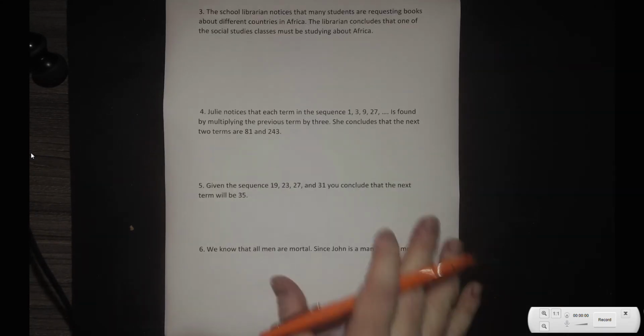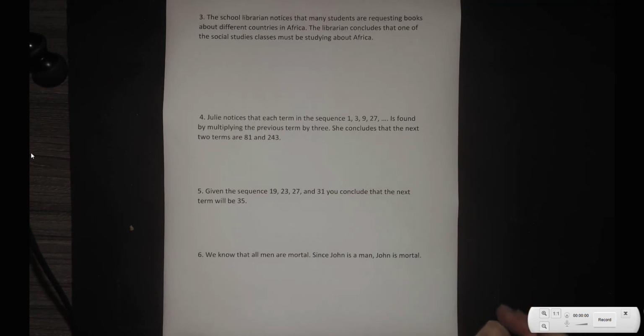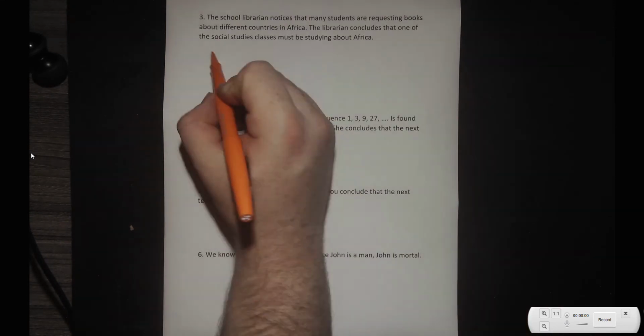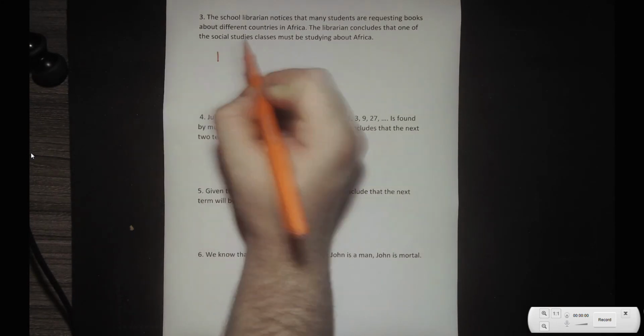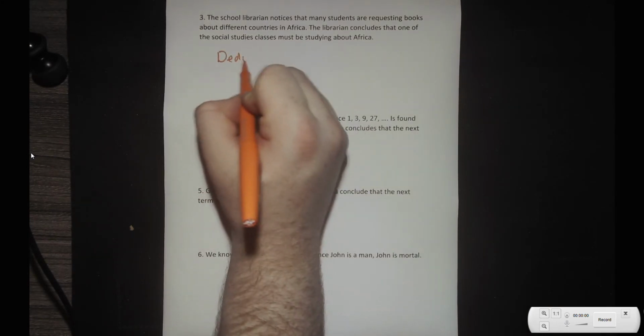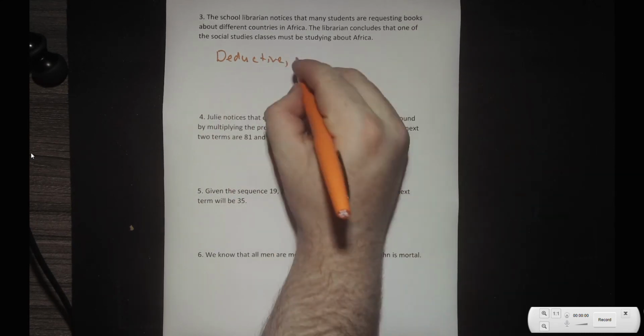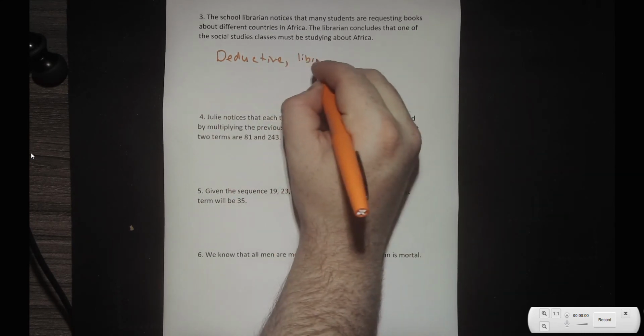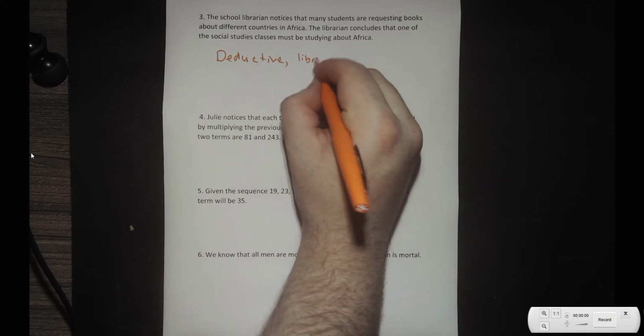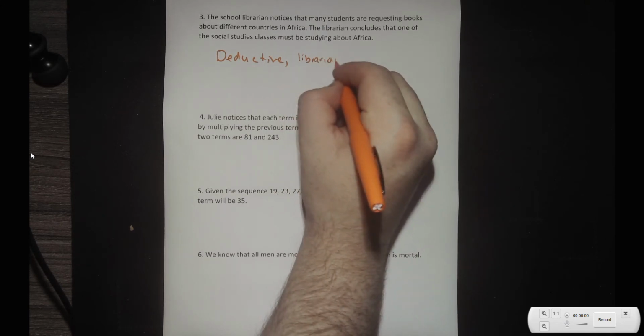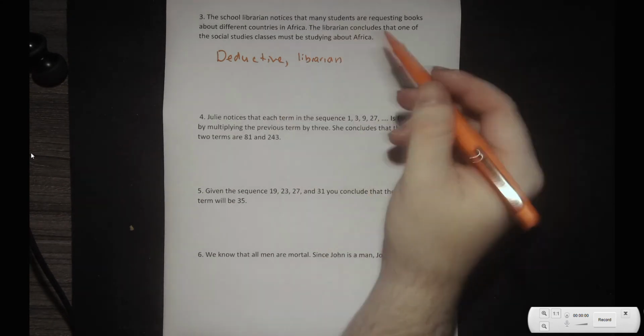The school library notices that many students are requesting books about different countries in Africa. The library concludes that one of the social studies classes must be studying about Africa. This is deductive again. She deduces from the fact that people are taking books about Africa that there's some kind of project going on about Africa.